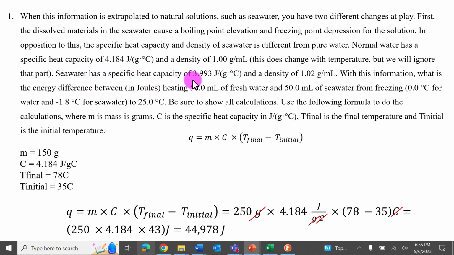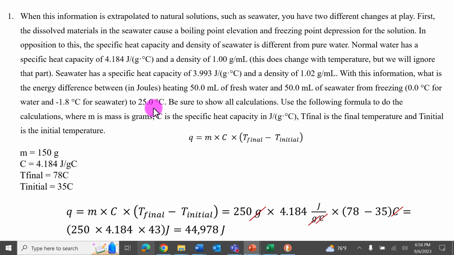Seawater has a specific heat capacity of 3.993 joules per gram degree Celsius and a density of 1.02 grams per milliliter. So with this information, what is the energy difference between heating 50 milliliters of fresh water and 50 milliliters of seawater, from freezing, 0 degrees for fresh water and minus 1.8 degrees for seawater, up to 25 degrees?